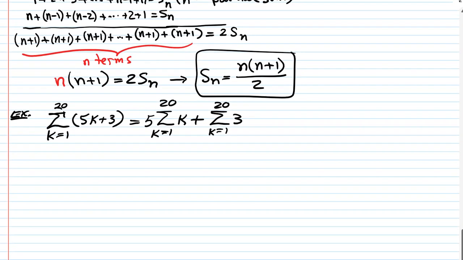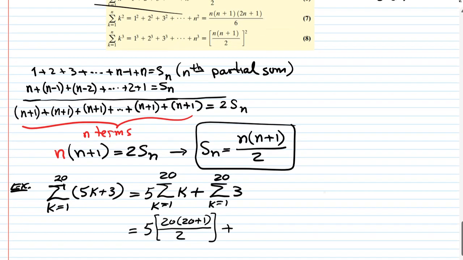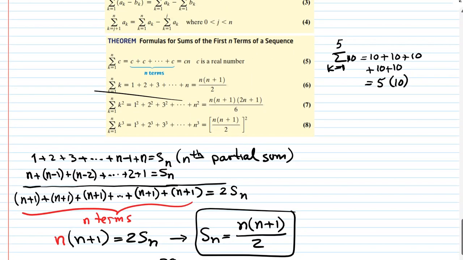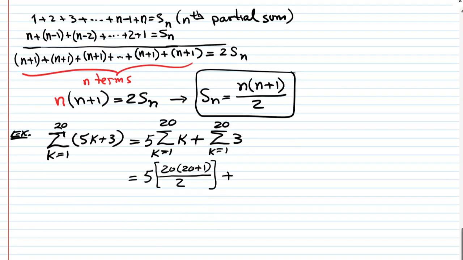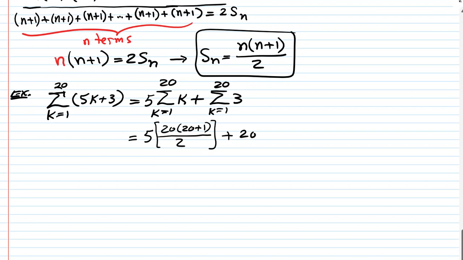Okay. Number 6. The sum is going to be n times (n plus 1) divided by 2. That's using the formula. Plus, to find the sum of 3 from 1 to 20, I'm going to use formula number 5. I'm just going to multiply the upper limit times 3. And there we have it. And what is this going to give me?